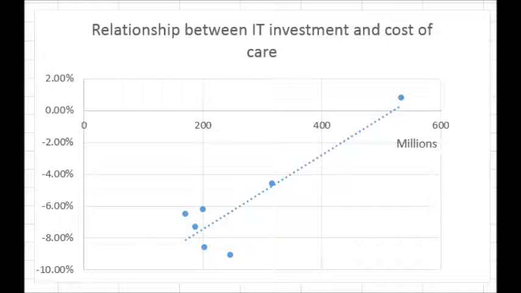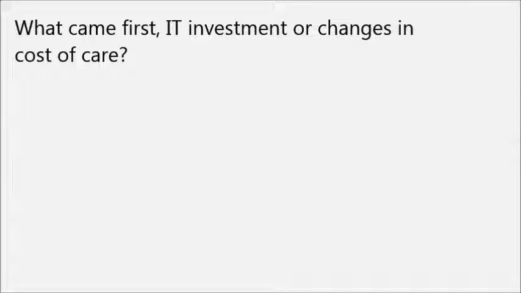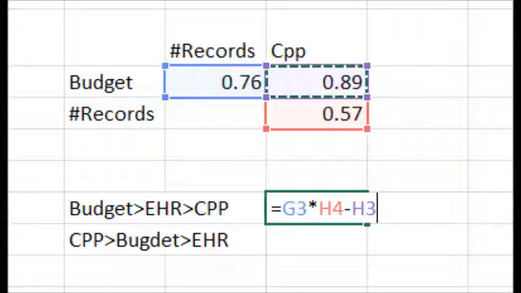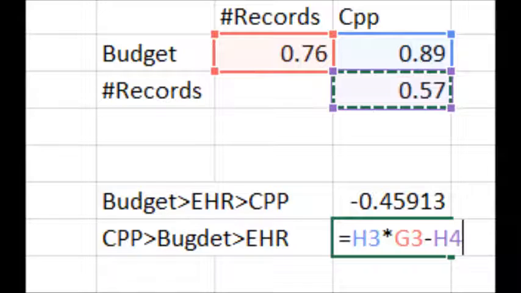The third task is to answer the question: what comes first, IT investment or changes in the cost of care? To answer this question, you have to look at the models that we can construct and see the partial correlation. Our two models are: budget, which leads to electronic health records, which means if we have more money, we will buy the system and that leads to cost saving. We will calculate partial correlation for this one. And the second one is that more productivity will lead to earning more money. That means that we have a budget to buy electronic health records, and we will calculate partial correlation.